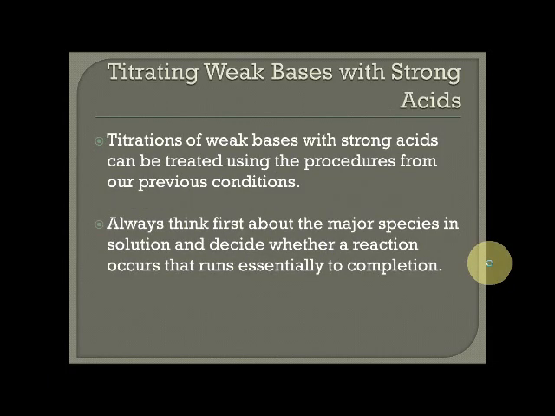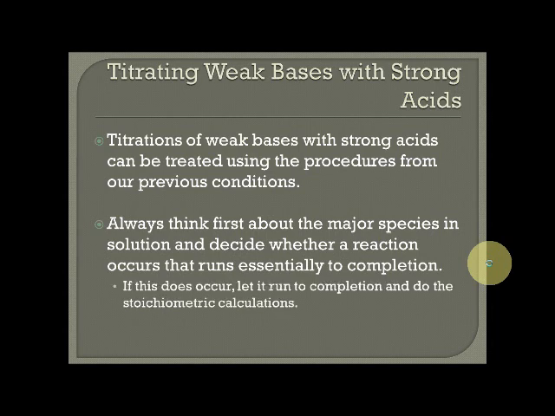Last but not least, titrating a weak base with a strong acid can be treated using our same procedures from our previous conditions. But always think about the major species and then decide whether a reaction occurs that runs essentially to completion. In all of our cases so far, they had. If this does occur, let it run to completion and do the stoichiometric calculations like we did, and then choose the dominant equilibrium to calculate the pH.